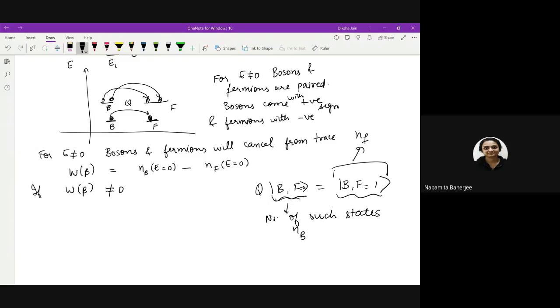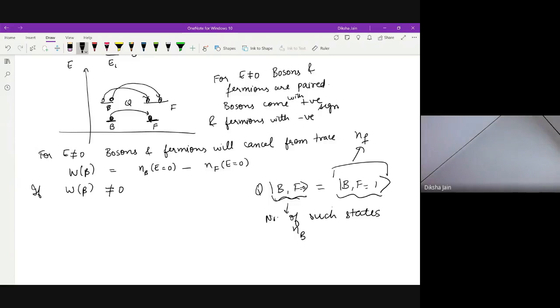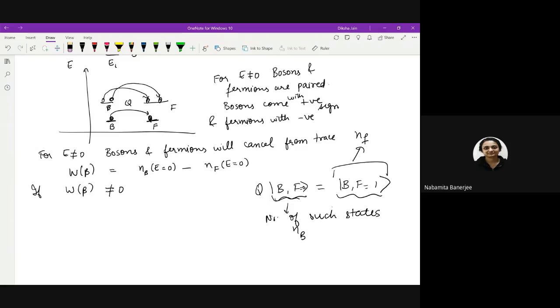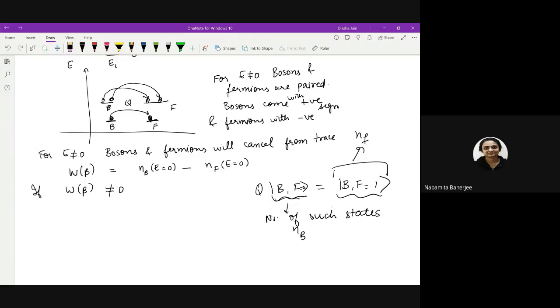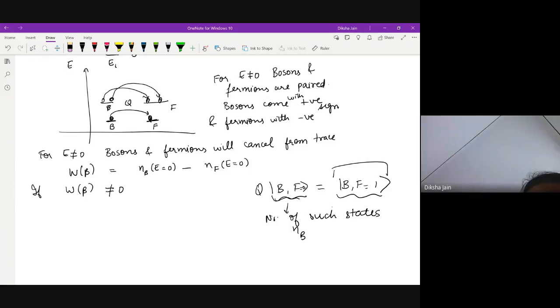Sorry, I was using the same notation everywhere. So their numbers are really equal. NB is really equal to NF. Whatever is the NB that you wrote is really equal to NF, and this is true for any energy.